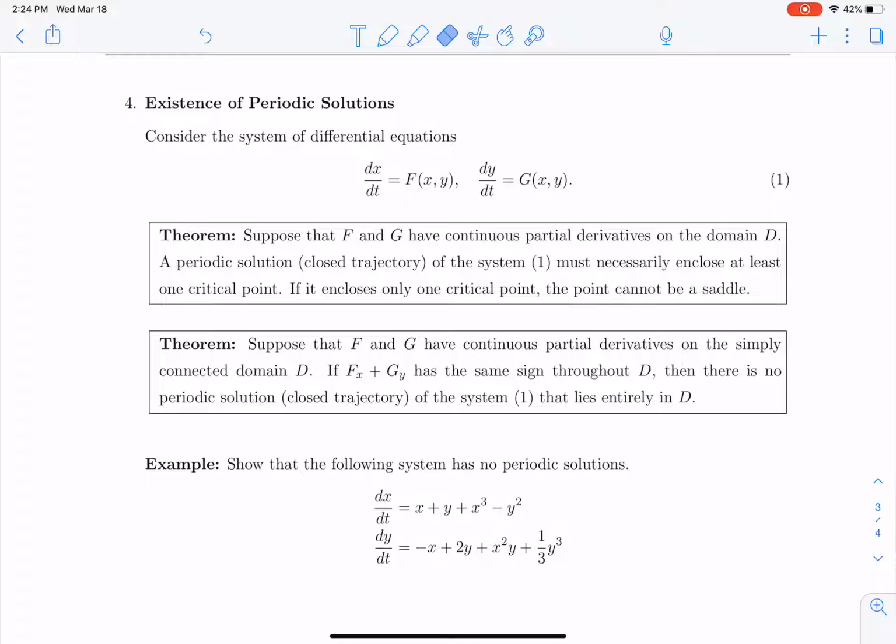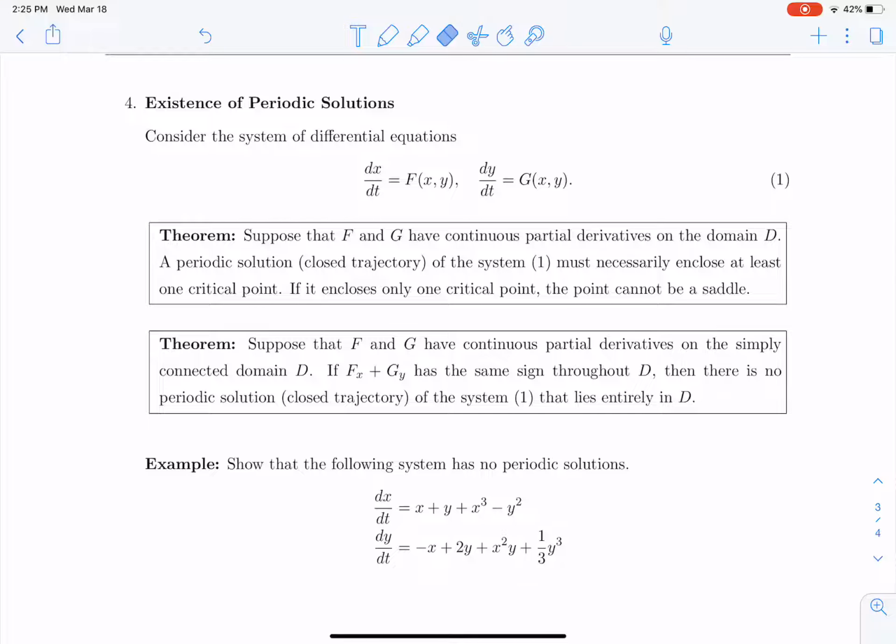So we just looked at a system where I was able to convert that system to polar coordinates. And from there, we were able to see a periodic solution that was like a periodic steady state. But now I want to understand, when do these periodic solutions exist in general? So I'm going to consider the system of differential equations dx/dt equals f and dy/dt equals g.